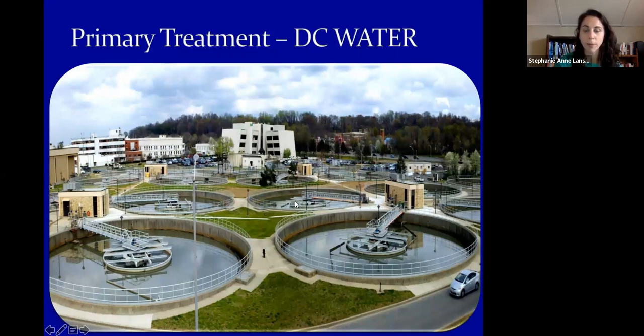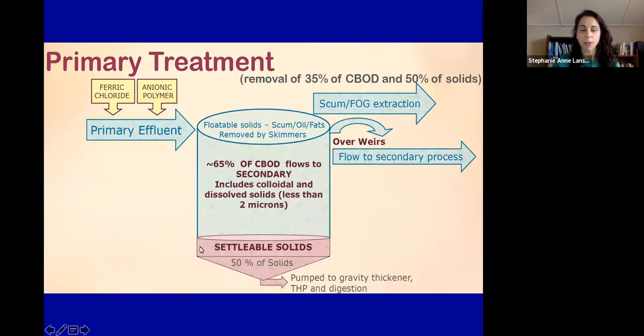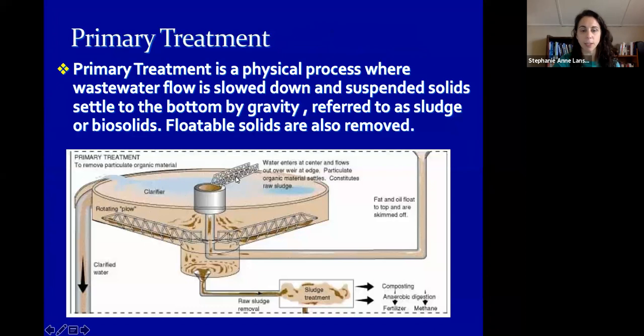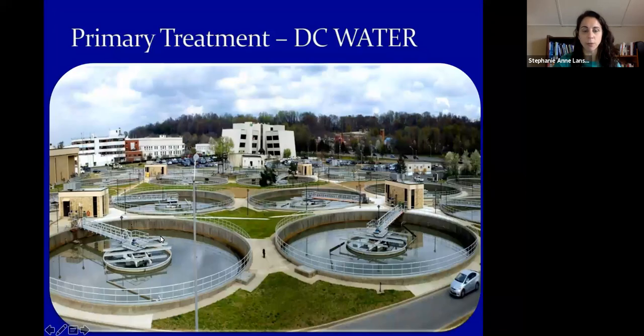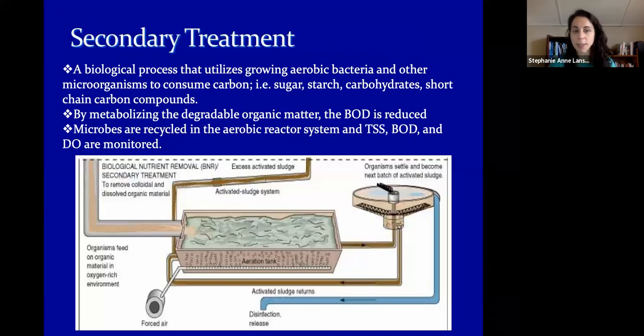So here we have our primary treatment tanks. Again, they look very much like this. You can see the water enters here, and we have these plows at the bottom, which you can't see, but again, it's very slowly rotating and settling out the solids into the bottom of the system. Then we go to secondary treatment.